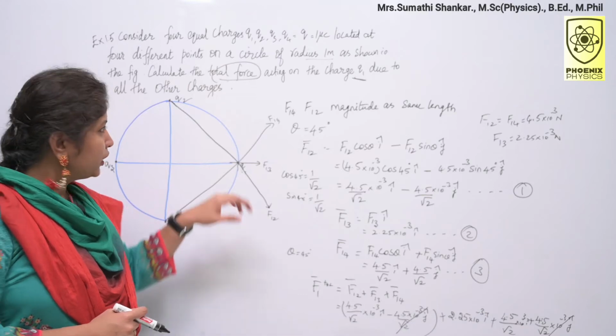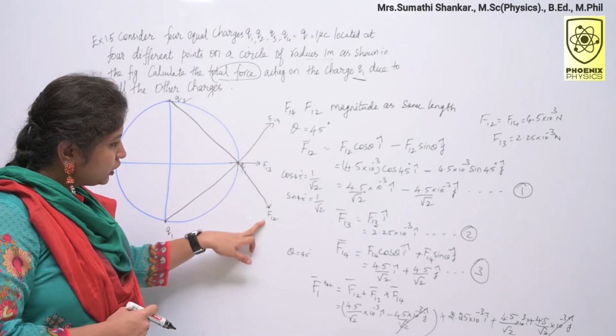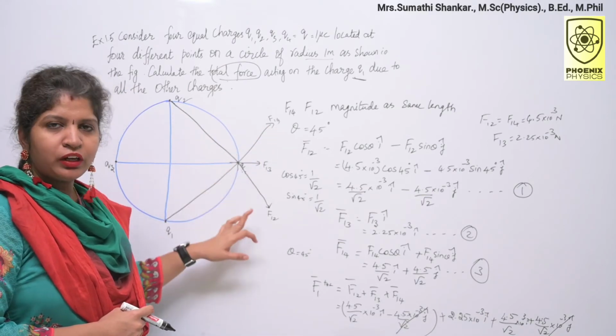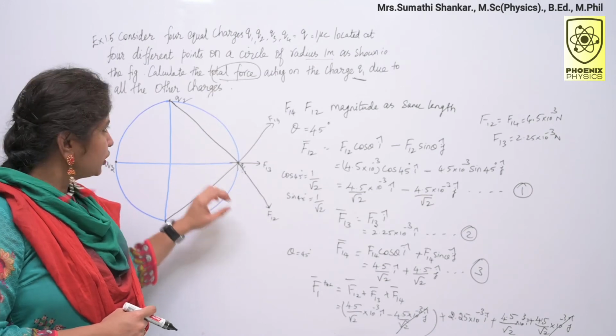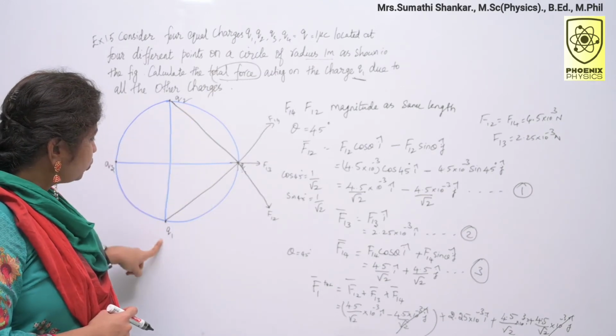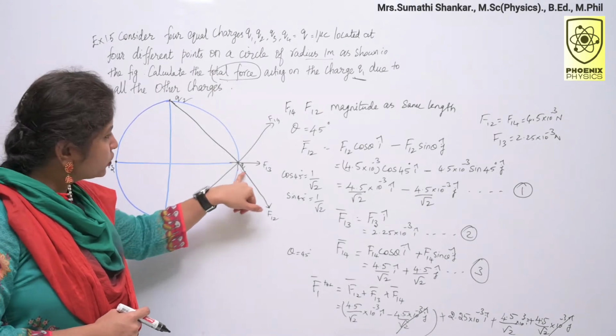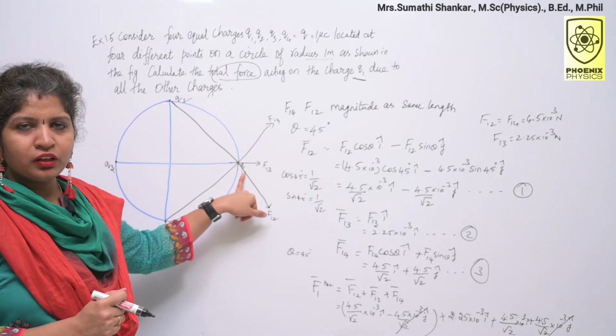Why did I mark F14 and F12 as the same length? Because charges Q2 and Q4 are at equal distance from Q1. What is the meaning?